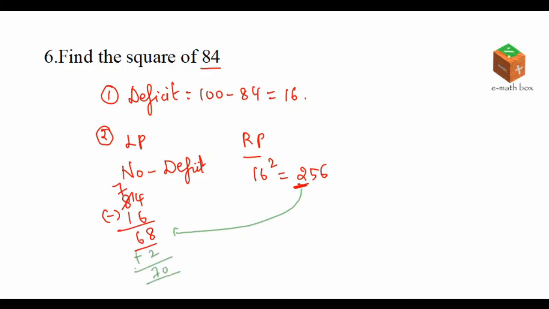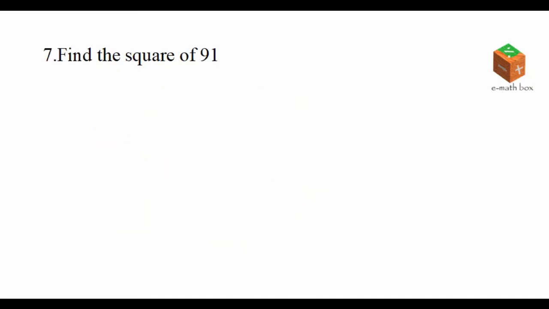So let's move on to our last problem, finding the square of 91. The same thing here: the number is less than 100, so we have to find the deficit. The deficit is how much it is less than 100, so 100 minus 91, which is 9.